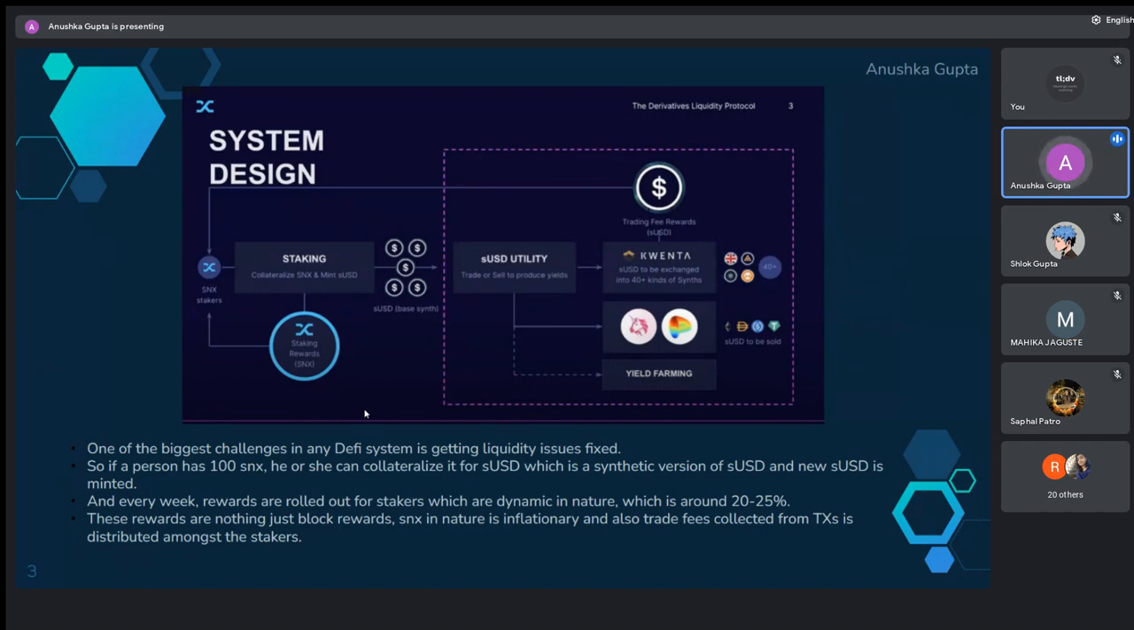If a person has 100 SNX, he or she can collateralize it for sUSD, which is a synthetic version of USD. Now that someone has staked these SNX, what do they get in return? Weekly, whatever transaction fees are extracted from the transactions are proportionately divided amongst all the stakeholders or coin holders, and that is how you get rewarded by staking your SNX.